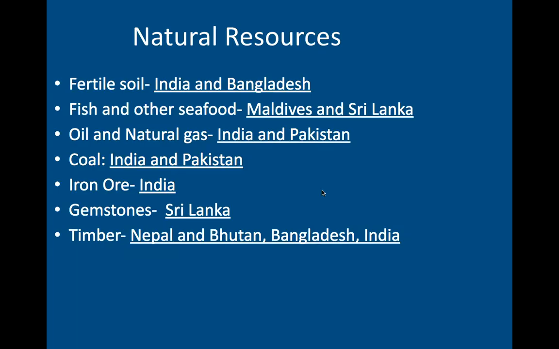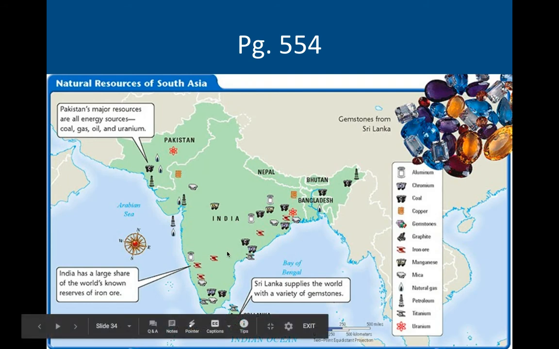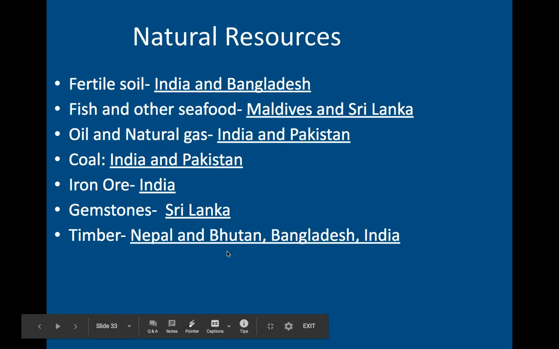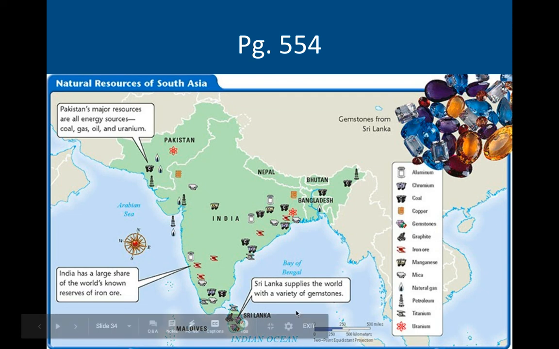Then you've got iron ore. India has a lot of iron ore. And, oh, sorry, wrong direction. Gemstones. Some of the world's most gemstones. What's a gemstone? It's like these things, rubies and sapphires and whatever your birthstone is, probably. A lot of those come from India. These gemstones come from India.